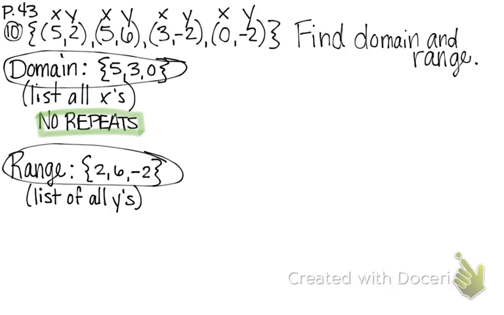Turn to page 44, to the next page, and look at number 28. It says in the directions to express each relation as a set of ordered pairs, describe the domain and range. So we need to first list all of the ordered pairs for all those points that we see there, and then we can do our domain and range.